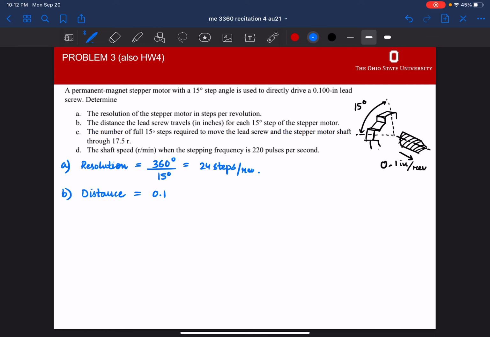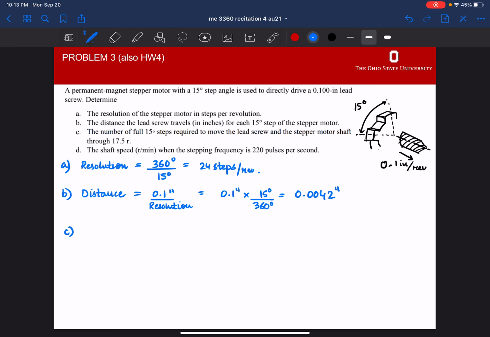So the distance would be the 0.1 inch divided by the resolution, and here it's just multiplied by 1. Otherwise, if you had multiple steps, you can multiply it with the corresponding number of steps that have been given. So you would have 0.1 inch multiplied by 15 degrees divided by 360 degrees. So that's finally the expression that you evaluate, and that would give us 0.0042 inches.